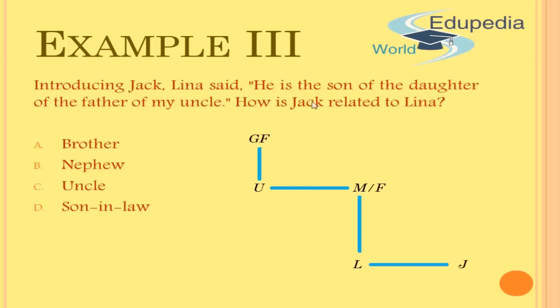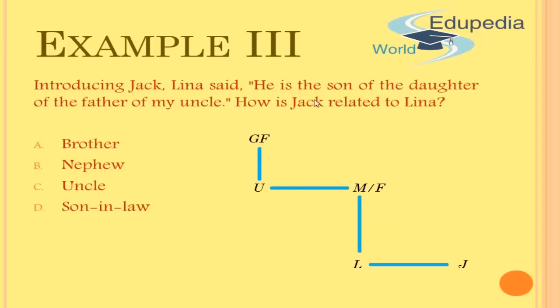Now let us move further back. Daughter of the father of my uncle. Okay, fine. So first I have plotted uncle. Now I have to plot father of my uncle. So I'll draw a vertical line upwards from uncle, and this will be grandfather. Now, needless to say, this grandfather is also the father of this person, whether Lena's mother or Lena's father. So this person, the grandfather, has two children. One is Lena's uncle, and the other is Lena's parent, whether Lena's mother or Lena's father.